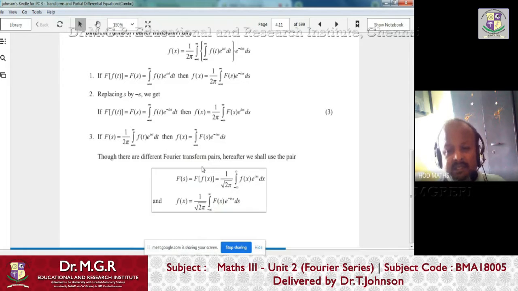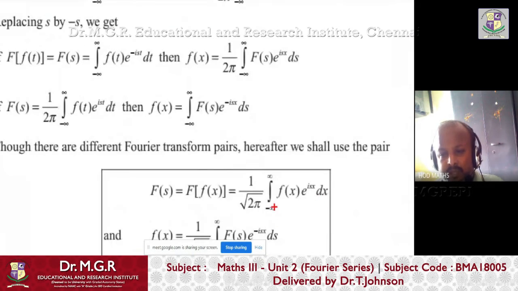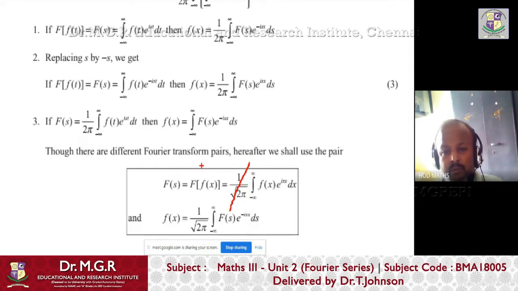But in different books, there may be different notations or different forms of the definitions. In some books, they put nothing here and they put 1 by 2 pi here, not root 2 pi, simply 1 by 2 pi. But no problem, because both formulas come from the same derivation. In that derivation, sometimes they split 1 by 2 pi as 1 by root 2 pi and 1 by root 2 pi, and give the constant value 1 by root 2 pi equally to both formulas. For some authors, they take nothing for this formula and they take the entire constant 1 by 2 pi in the inverse Fourier transform. That is one thing.